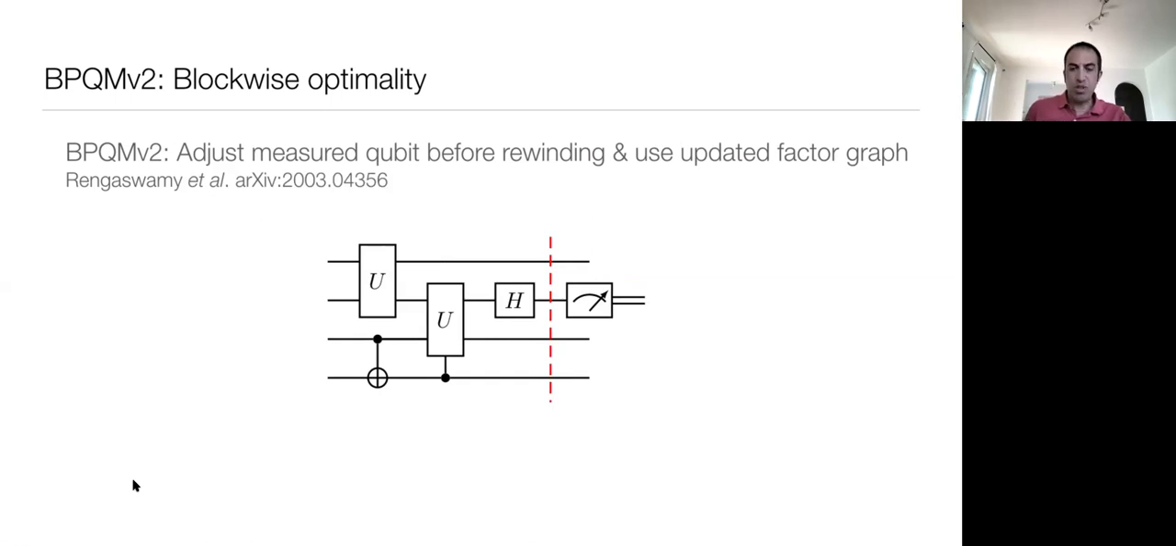I mean, the measurement is going to project it onto the z-axis, right, this qubit. But it started off somewhere either this way or this way, and then the measurement produces this. And you should just fold it back up. And you should also use the updated factor graph in the subsequent bits. So I really wanted to show this to show that BPQM version 1 is not doing that.